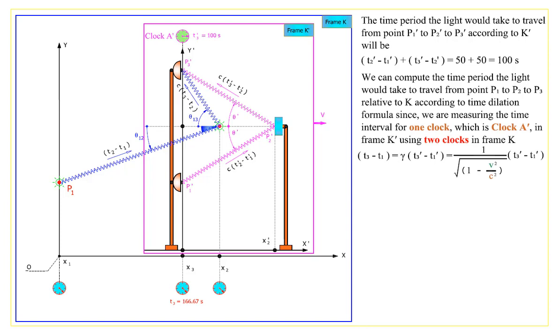We can compute the time the light takes to travel from point P1 to P2 to P3 relative to k according to the time dilation formula, since we are measuring the time interval for one clock, clock A prime, in frame k prime using two clocks in frame k. T3 minus T1 equals gamma times T'3 minus T'1 equals 166.66 seconds.